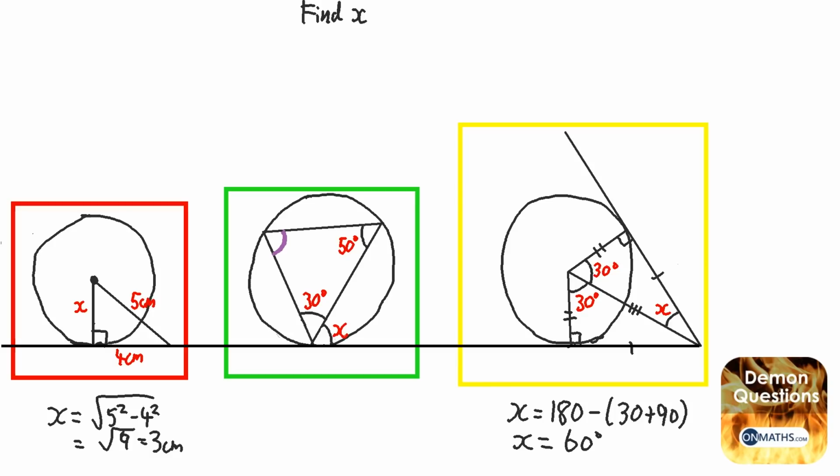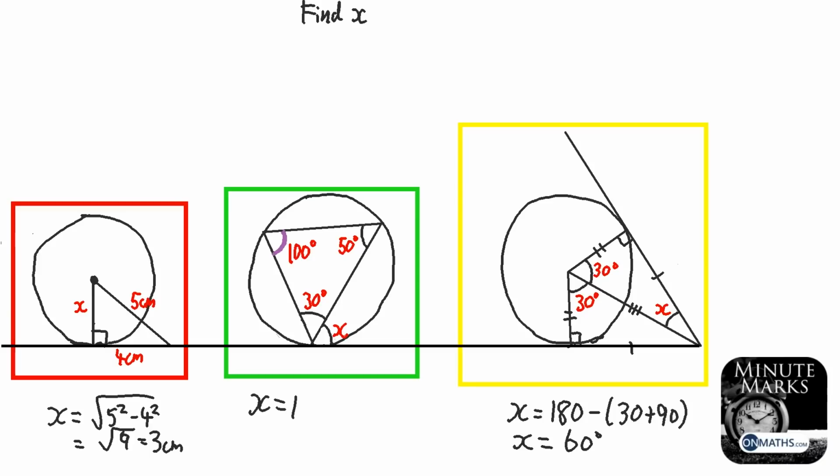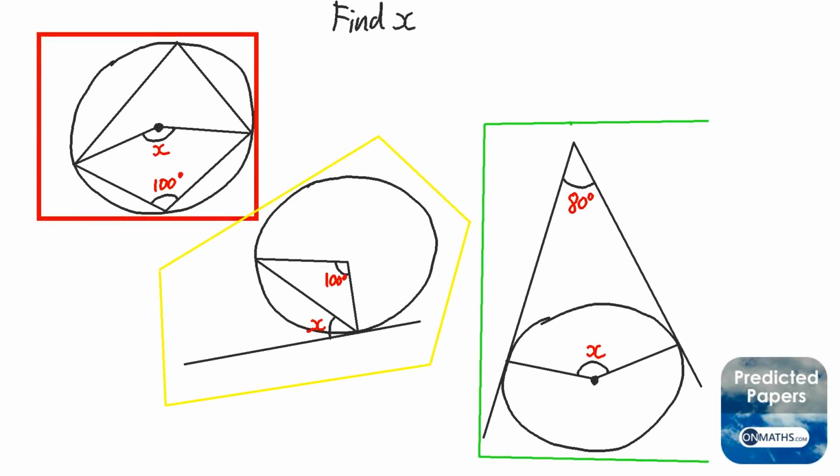So angles in a triangle add up to 180. So we're left over with 100. And x equals 100 degrees because of alternate segment theorem. And there is no other way of getting the marks for the reason for that. It's those three words, alternate segment theorem. Okay, have a go at these questions.